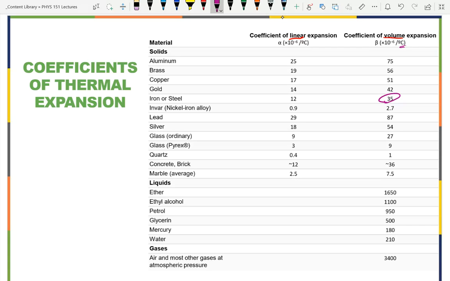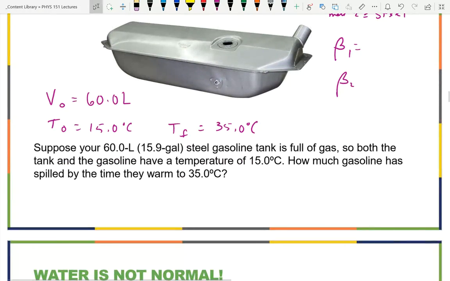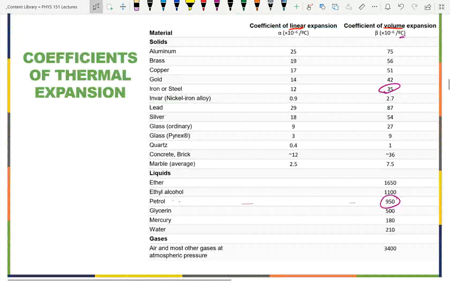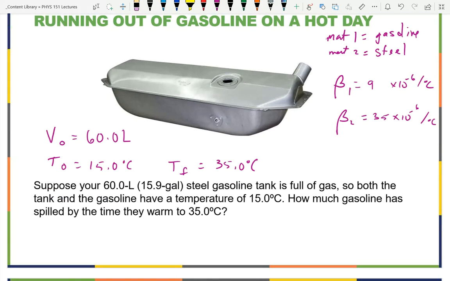Okay, then for fluids we have, you know what? Gases is not gasoline, just to be clear. Petrol. So for gasoline, 950 units of times 10 to the minus 6 per degree Celsius. And for iron steel, 35. Okay, I got to make sure I wrote those right. 950, not 960. See, that's why you check. So there I have my betas.